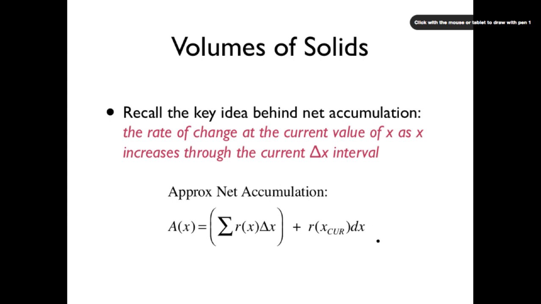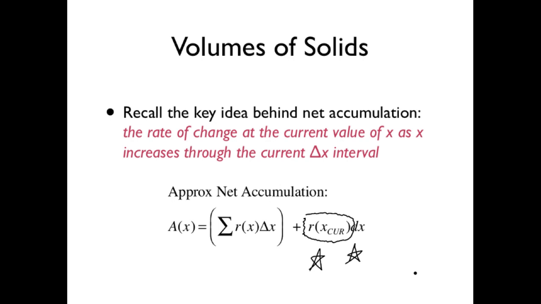The accumulation so far in the current interval, right? And what I want you to pay attention to, and with volumes this idea is really important: to get the accumulation in the current interval, we need the rate at the current value of x, and multiplying it by dx gives us that amount of accumulation in the current interval. For volumes, this is a really key idea.